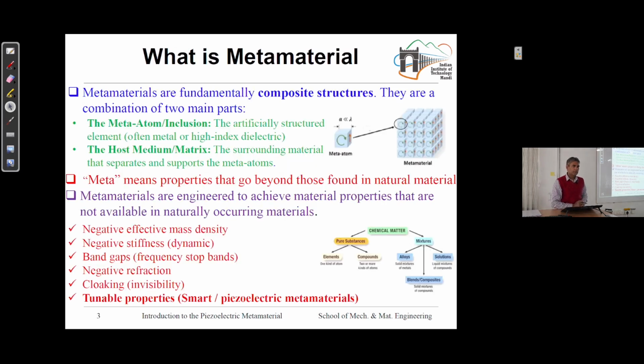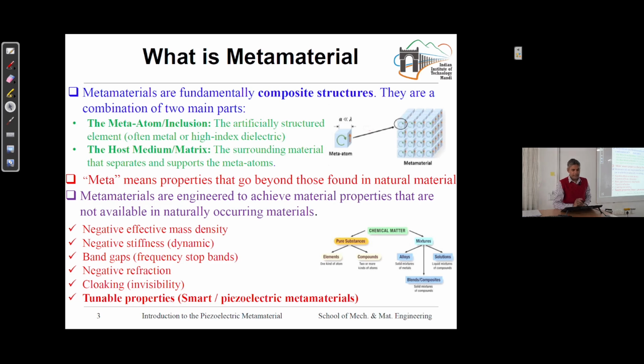So, basically metamaterial is a composite structure only. As we know, in the composite structure we have two main parts. One is reinforcement and second is matrix. In case of metamaterial, this reinforcement is equivalent to the meta-atoms, or we can say inclusion, or sometimes unit cell.